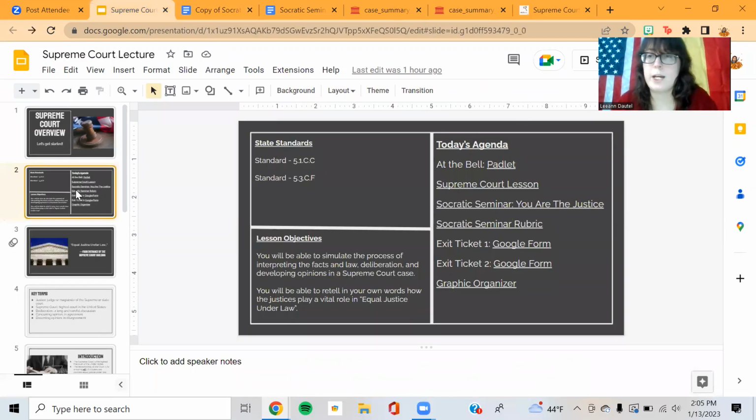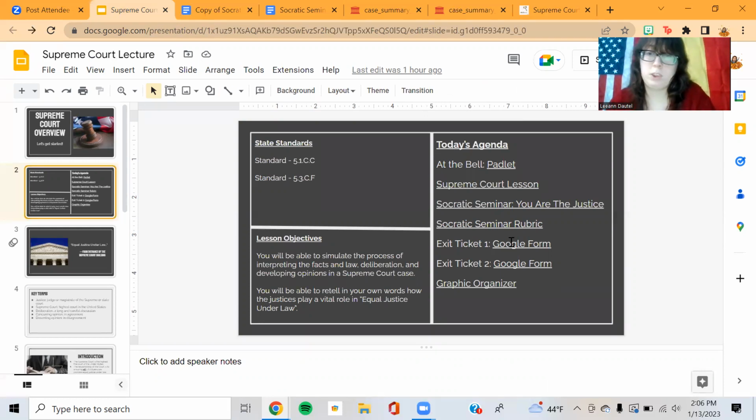And once they all come back, they'll have a brief discussion. The Chief Justice of each group would come forward, talk a little bit, give a brief overview of the case and what the majority opinion was, and explain why. And then finally, the students will be given exit tickets to complete before they can leave class.